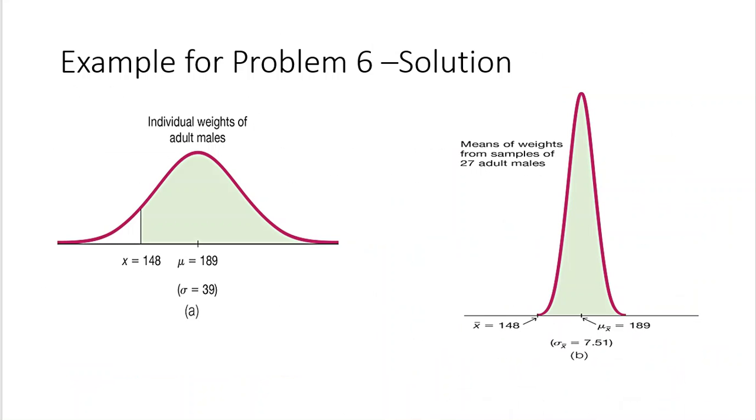So take a look at that. Please notice, the individual weights of adult males are distributed this way with a sigma of 39. For the average of 27 adult males, the standard deviation changes. And it changes by what? It changes by the original standard deviation divided by the square root of the size of the sample. So keep that in mind as you're doing these problems, because it's going to be the thing that's going to trip most people up as they're working these problems.